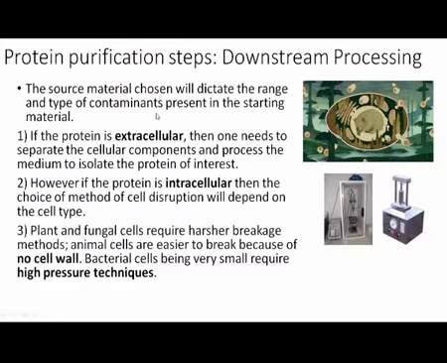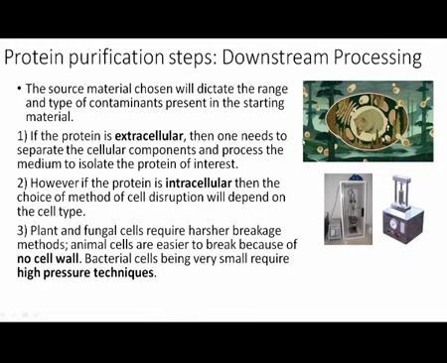The source material chosen will dictate the range and type of contaminants present in the starting material. If you are isolating from bacteria, obviously there will be bacterial components, and the media will have its own components that will contaminate your protein of interest. If you choose an animal cell, that will have its own components, and those will be the contaminants, and so on. If the protein is extracellular, then you need to separate the cellular components.